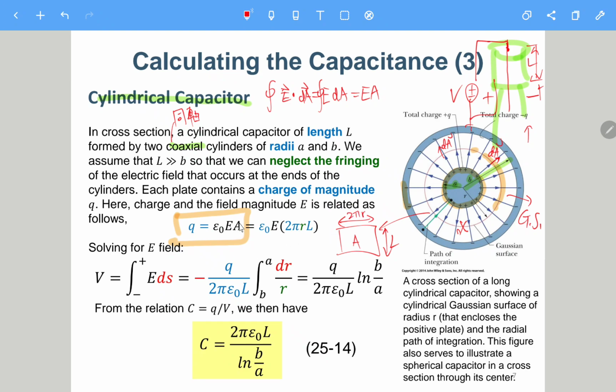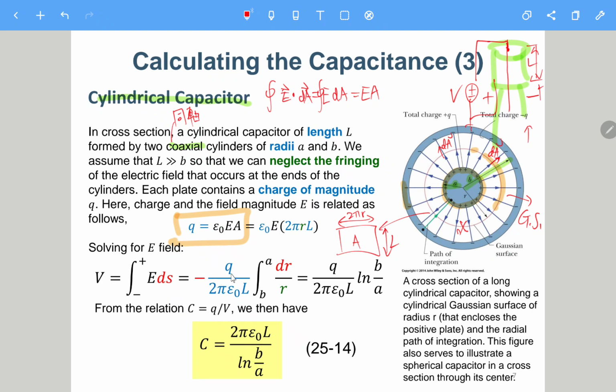So the A, the area, should not be the cross section area, it should be the area. The area there should be 2 pi r times L of this rectangle. Originally it should be the side area here. Okay, so here we have epsilon naught E times 2 pi r L, and then also we use this expression V equals integration of E times ds from negative to positive.